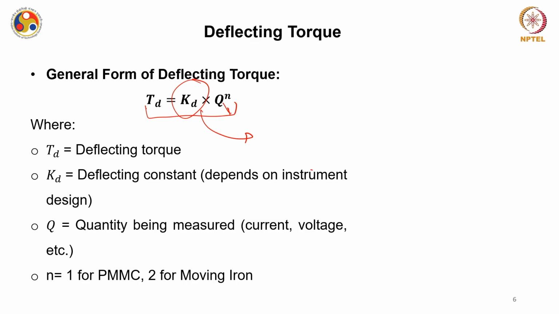For example, for a PMMC instrument this n is 1, and it changes from 1 to 2 for another set of instruments like the moving iron instrument. There can be different ways by which this deflecting torque can be produced. It can be produced by electromagnetic effect, by electrostatic effect or by heating effect. You can also have induction effect because of AC currents, Hall effect, piezoelectric effect, etc. This will depend on the type of instrument.